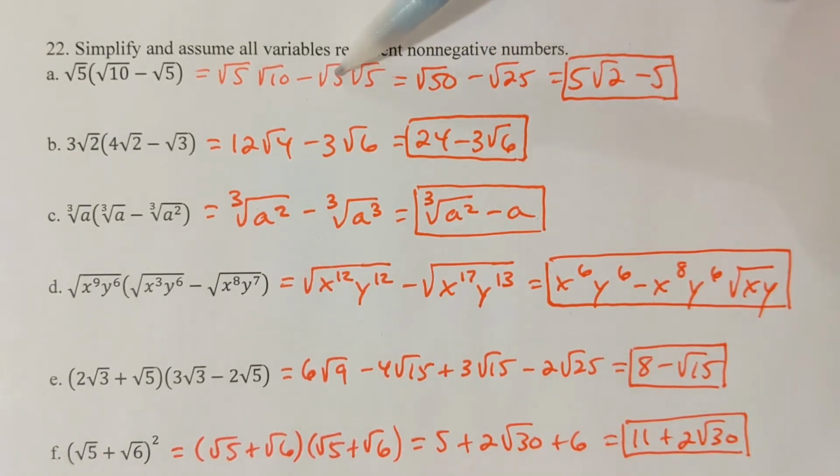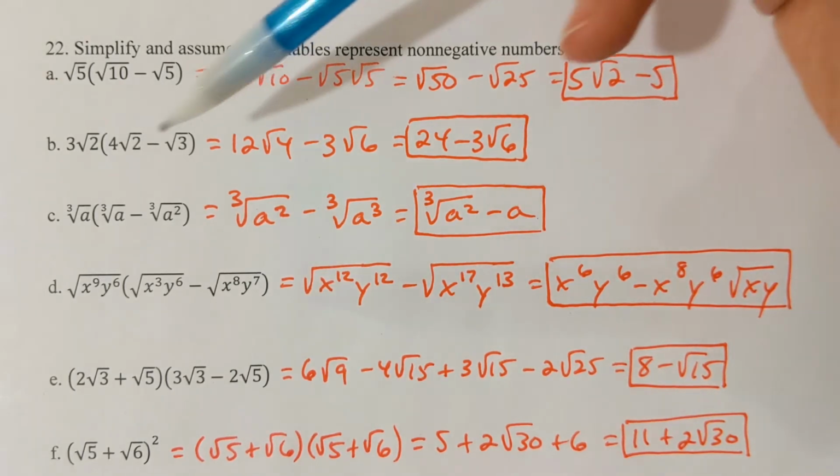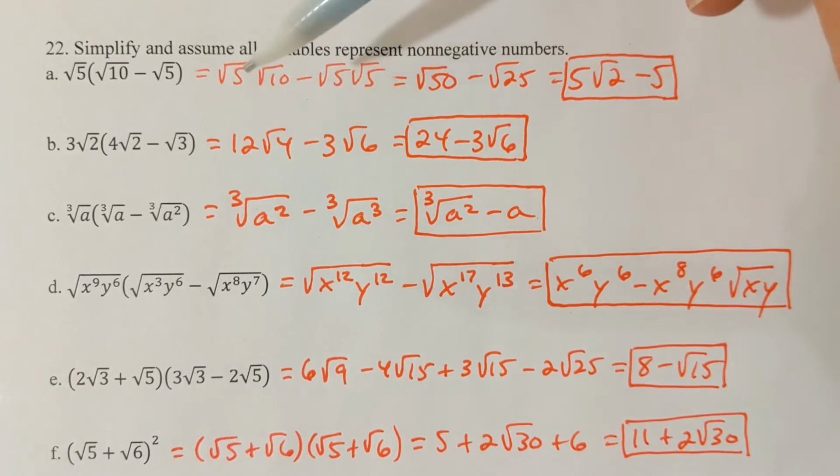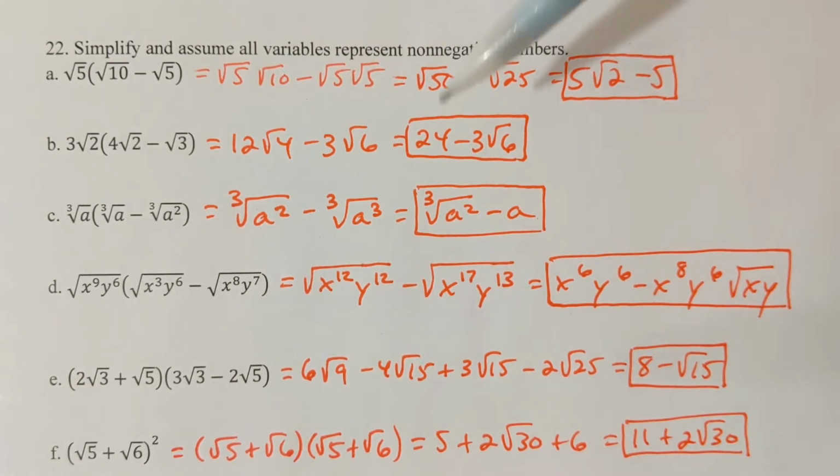The square root of a number times the square root of that same number is always going to be that number that was the radicand. Root 2 times root 2 is 2. Root 5 times root 5 is 5. Root 13 times root 13 is 13, etc.